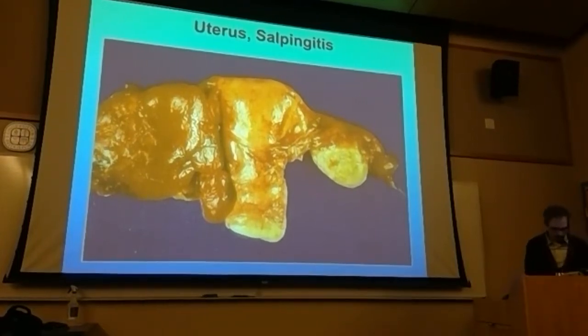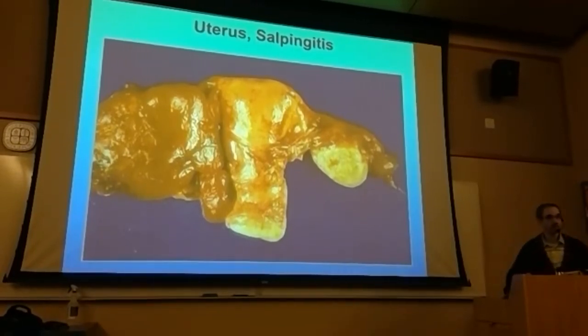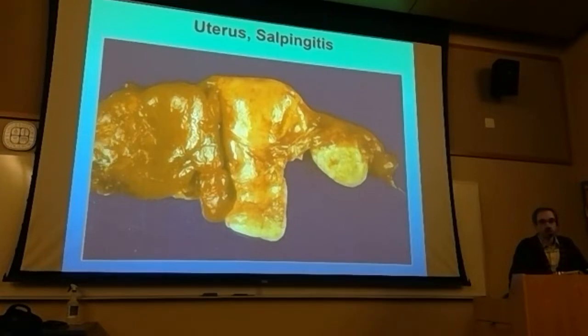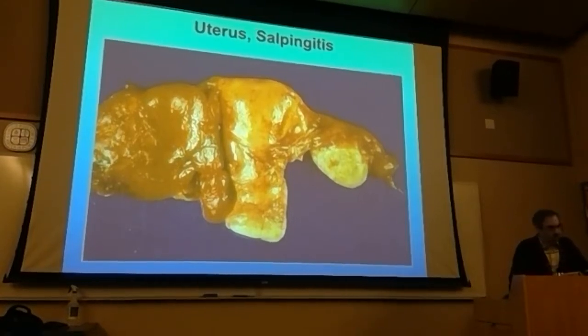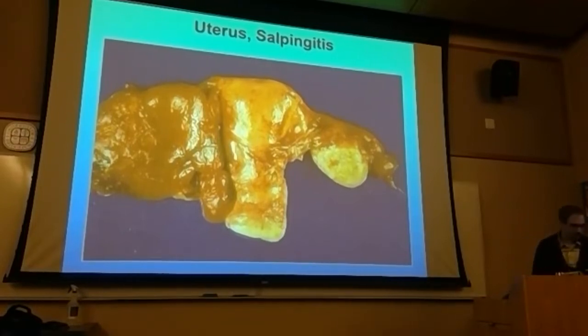Okay, let's talk about some of the pathology associated with the ovaries. Let's first begin by talking about cysts. Ovarian cysts, very common condition. There are generally two types of cysts. There are follicular cysts and there are luteal cysts.